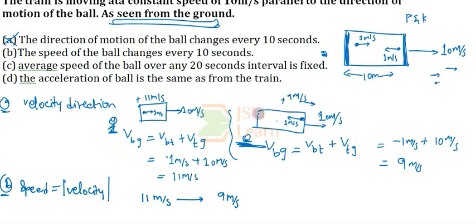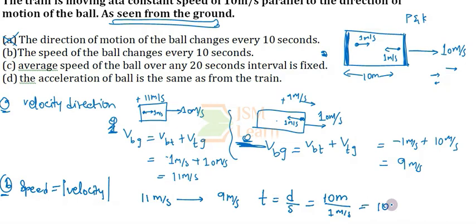So we need to find the time in which the ball bounced back, meaning the time required for the ball to collide with the wall. The ball will collide with the wall when it travels the 10 meters of distance. So the time is distance by speed. Here the distance between the walls of the compartment is 10 meters and the speed of the ball is 1 meter per second.